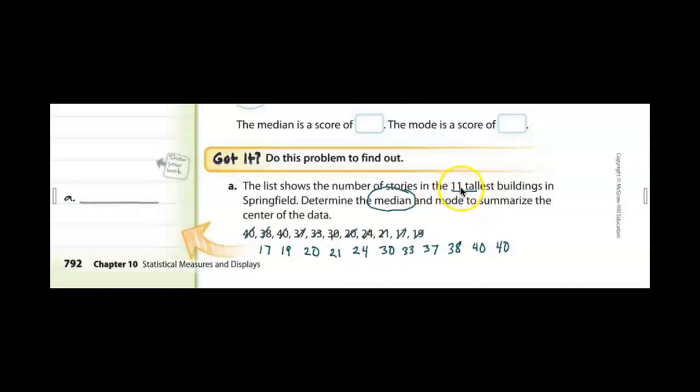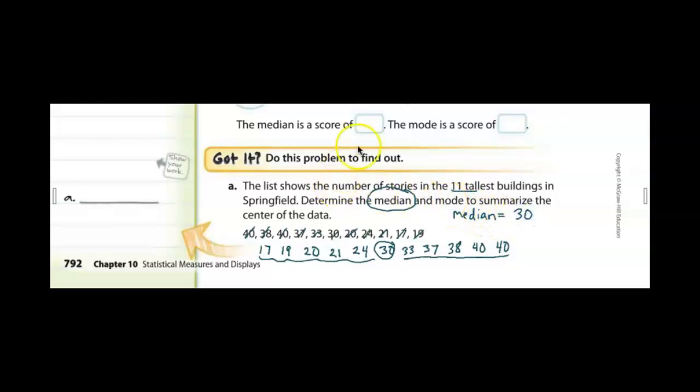Okay, 11 is odd. The next lowest even number is 10, so I should have 5 on each side. 1, 2, 3, 4, 5. 1, 2, 3, 4, 5. So what is going to be the median value? That's correct. The median is going to be 30. So I'm going to label that 30.